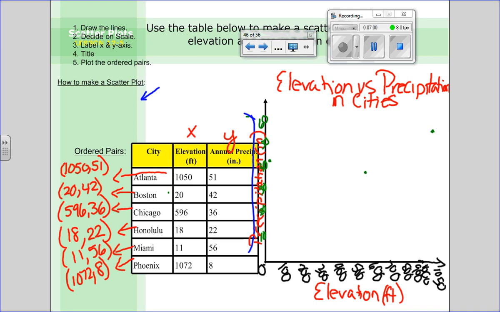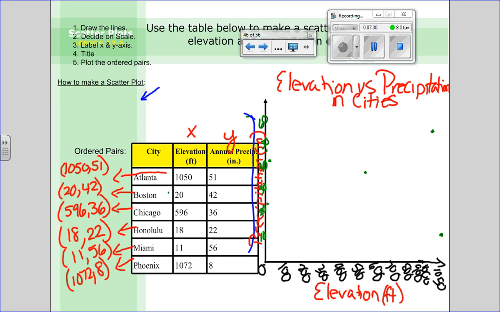Let's see, then I have 18 and 22. All right, so 18, 22 will be right about there. 11 and 56 will be about here. And let's see, 1,072 and 8 will be right about here. Maybe a little lower than that. There we go. So there's my scatter plot.